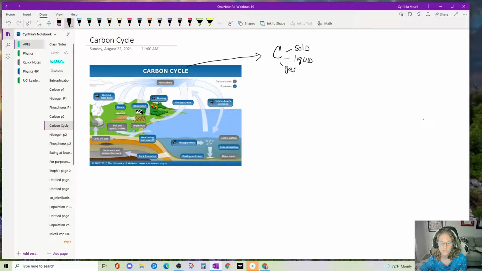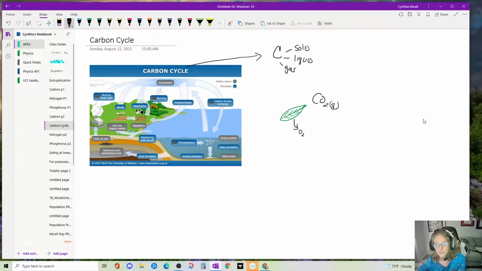And so it's a cycle on the planet, on Earth, that this carbon, this element, is constantly moving from solid to liquid to gas, depending on what process is happening to it. So I'm going to start with the gas. So the most famous is this gas form of carbon called carbon dioxide. And plants will take in carbon dioxide gas and they will put out oxygen.